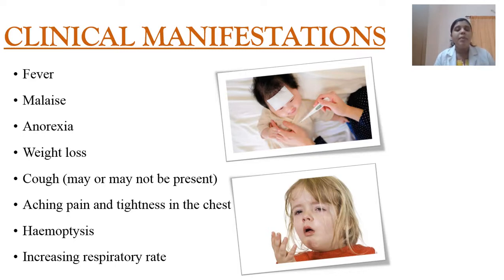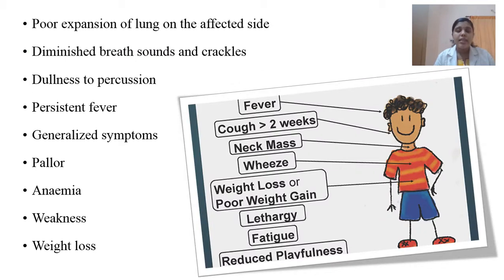Okay, and they will have aching pains. At the same time, chest tightness will be there, followed by the cough, and the child will have complaints of hemoptysis. Okay, and increased respiratory rate will be there. And in some children, if you assess, you can see some palpable masses over their neck. That is also a clinical manifestation.